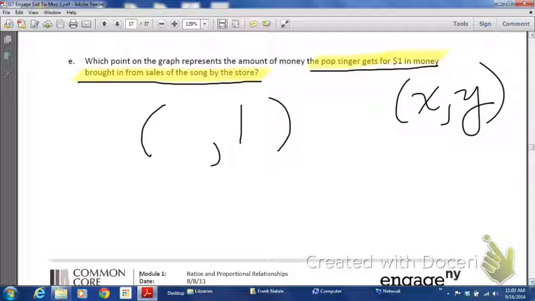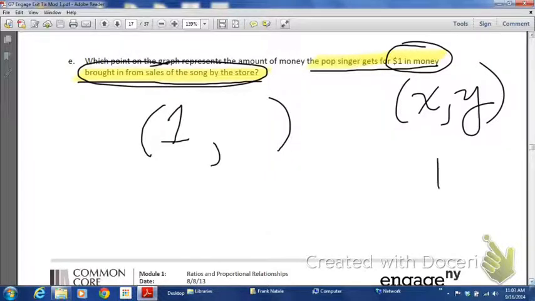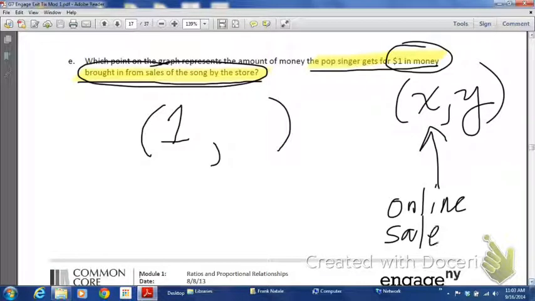Well, actually, I'm sorry. Hold on a second. We got to look at that. That's not true. This is the $1 in money brought in from sales of the store. So that $1 of money brought in from sales, remember, that was X, because the X was the online sales. Now we're trying to figure out what that Y is going to be right here. We know that online sales were $1. How much money did the pop singer get?